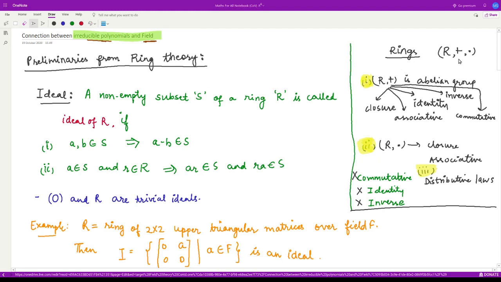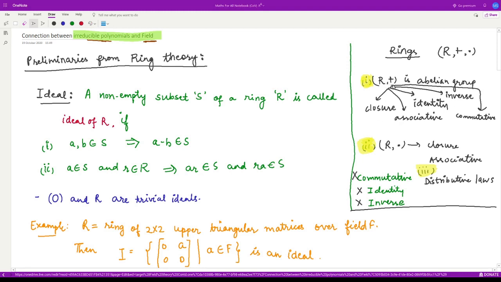A field F together with two operations is an abelian group under addition. It is a multiplicative group, and it also follows distributive laws. So a ring is a structure in which the given properties are limited to these properties. And what are they? That means under addition it forms an abelian group.